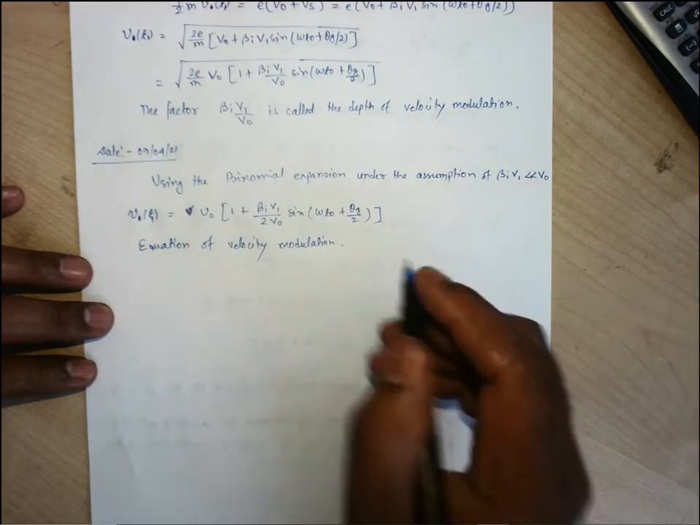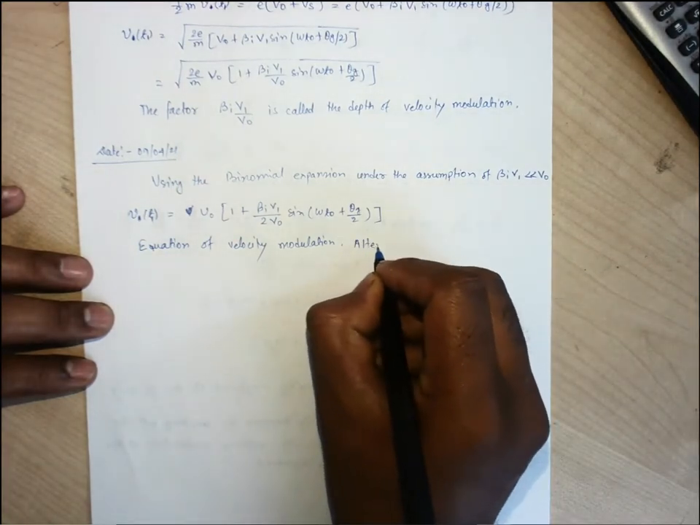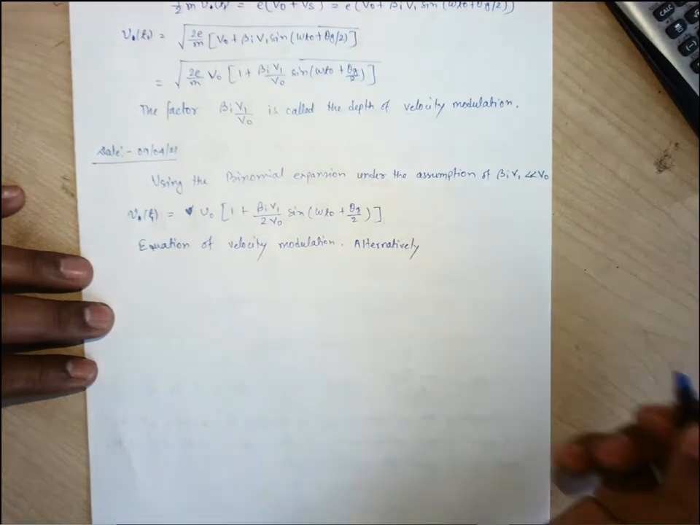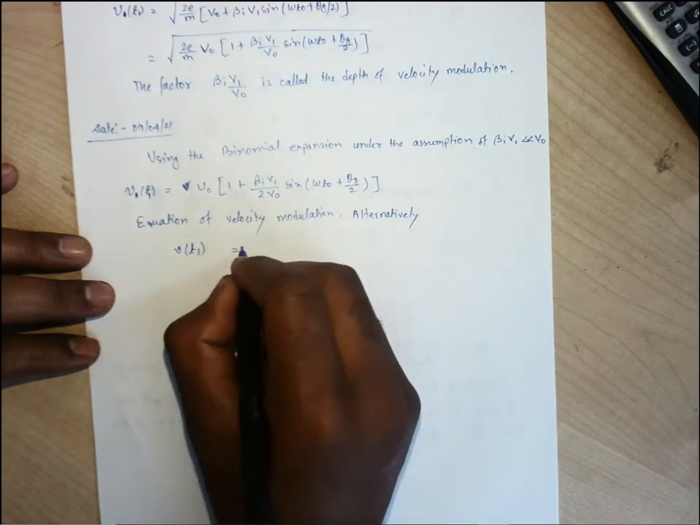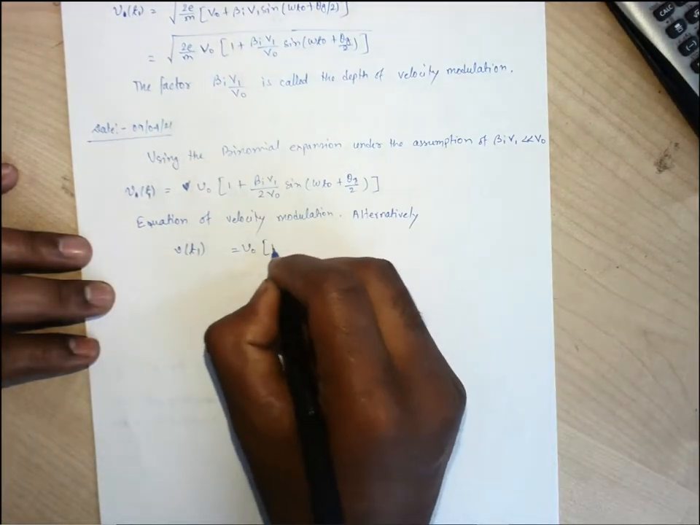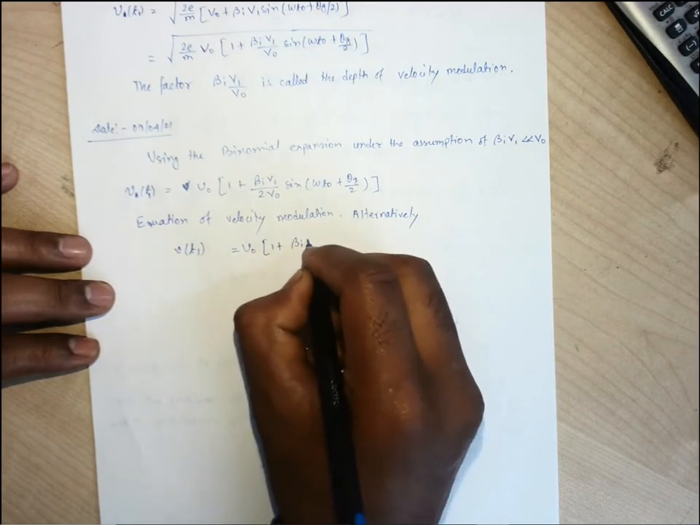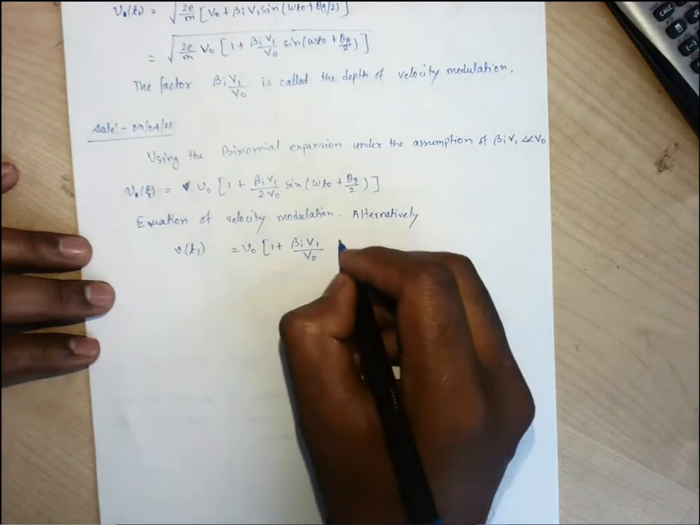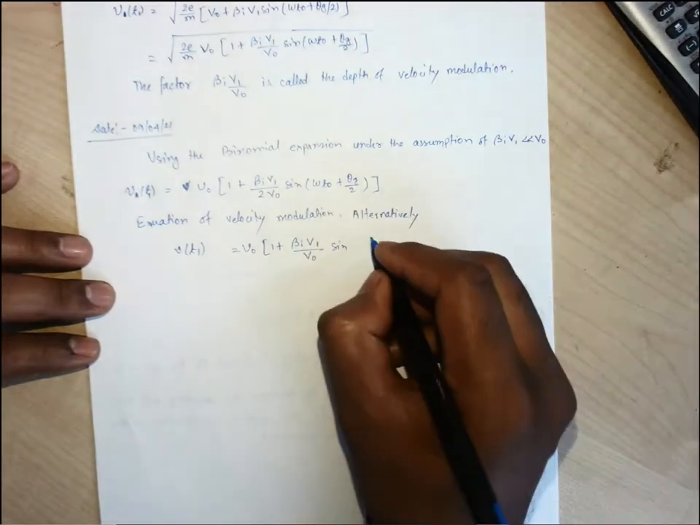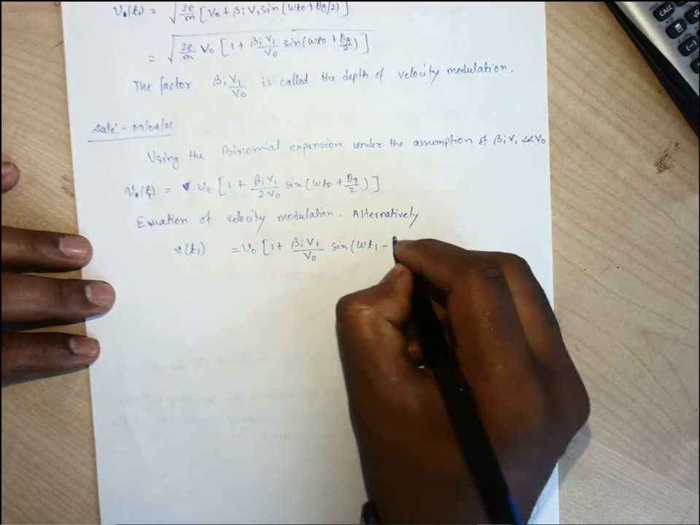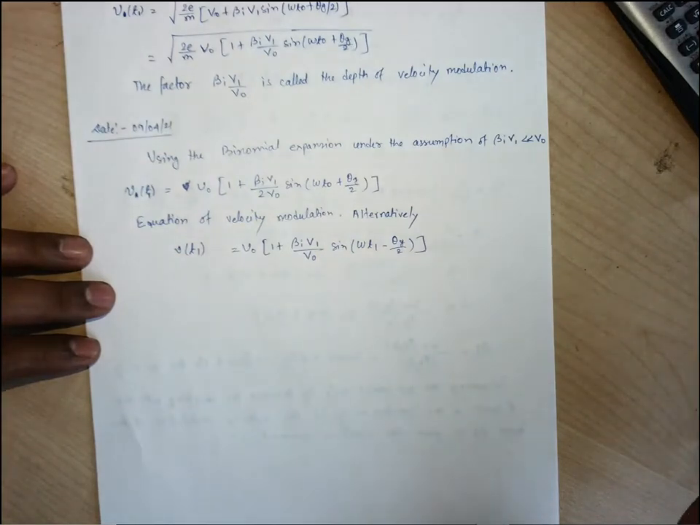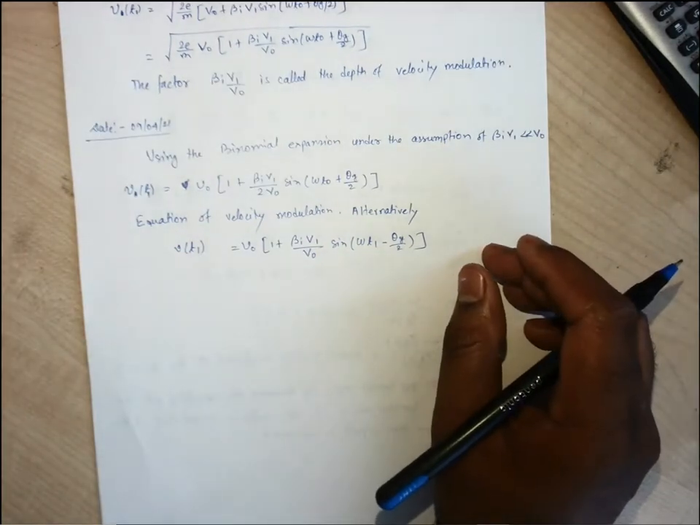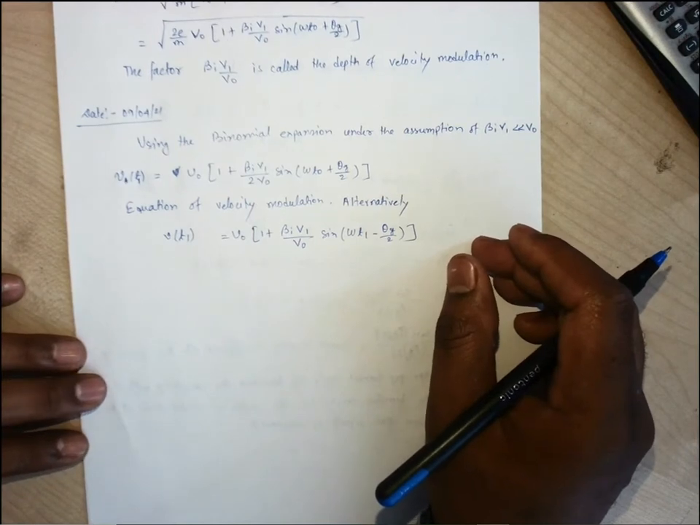Or alternatively we can also write that Vt1, at time t1, the exit velocity, is V0 times 1 plus beta I V1 by V0. If we write with respect to t1, then it should be omega t1 minus theta g by 2. So this is the ultimate expression for the velocity modulation. Now let us see how the bunching occurs, or what the bunching process is.